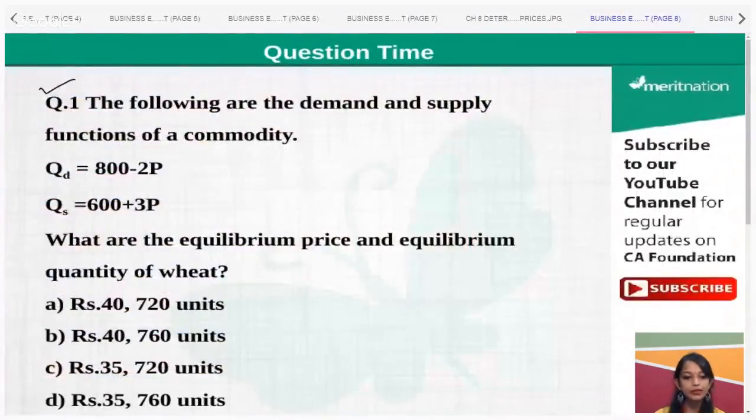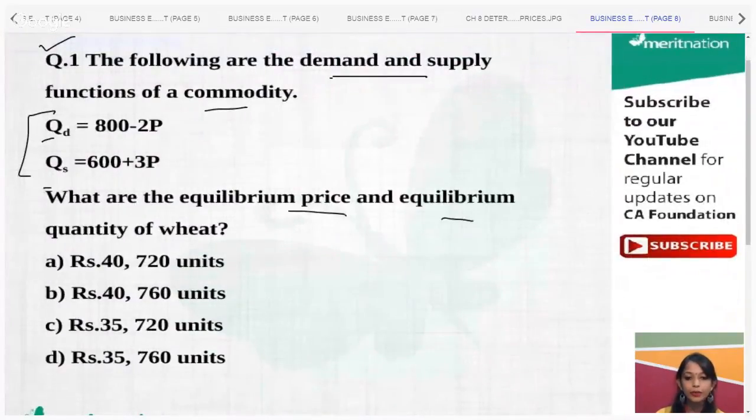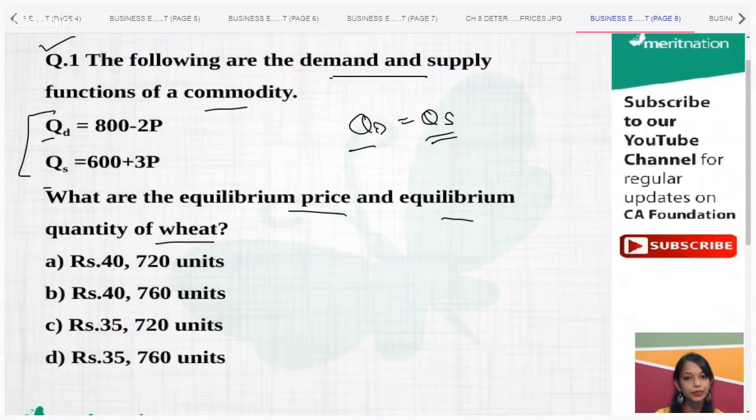It's very simple. The following are the demand and supply functions of a commodity. This is your quantity demanded. This is your quantity supplied. So what are the equilibrium price and equilibrium quantity of wheat, guys? Now this should be very simple, right? We know equilibrium strikes when QD is equal to QS. Quantity demanded is equal to quantity supplied. So what do you think? When will we reach the equilibrium? What will be the equilibrium price and equilibrium quantity?